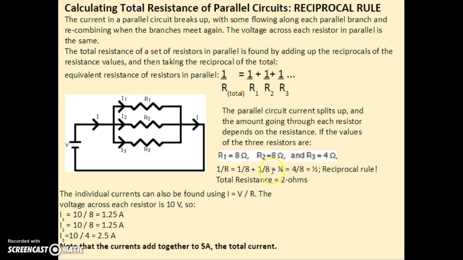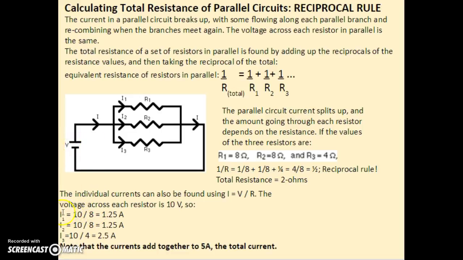It's 1 over total resistance equals 1 over resistance plus 1 over resistance plus 1 over resistance. It's this equation here. But I think this way is actually simpler. Now you can choose your own way. I'm okay with either one. But the individual currents can be found using current equals voltage divided by resistance. So the voltage across each resistor is 10 volts. So I have 10 volts here.